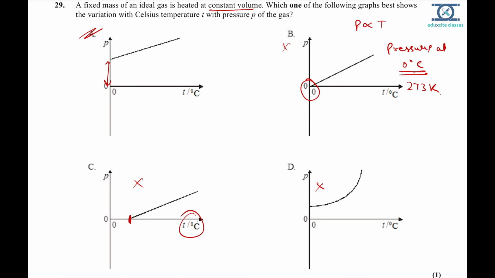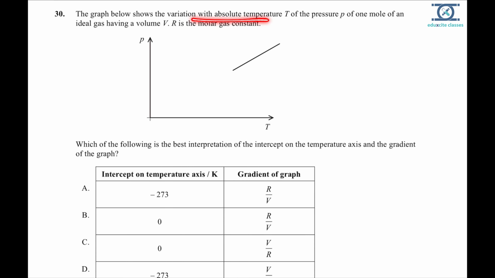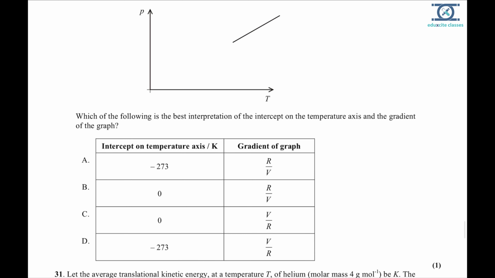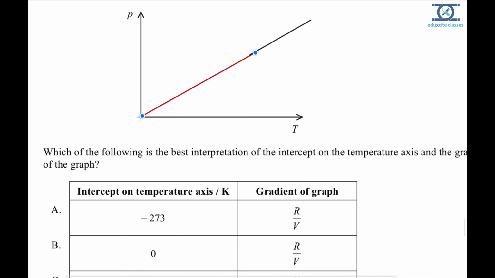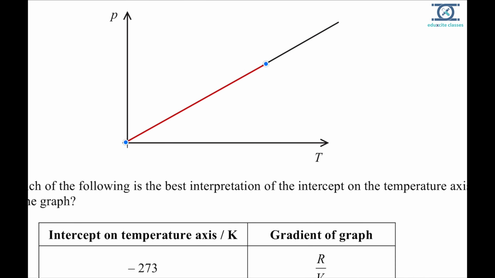Okay. Now question number 30. The graph below shows the variation of absolute temperature with the pressure P of 1 mole of an ideal gas whose volume is V, and R is the molar gas constant. Which of the following is the best interpretation of the intercept on the temperature axis and the gradient of the graph? Now if I complete this, it will be something like this.